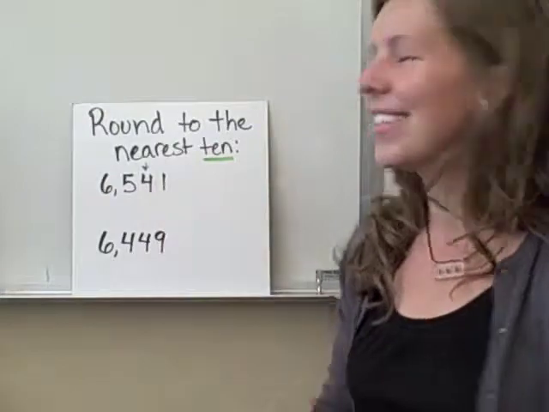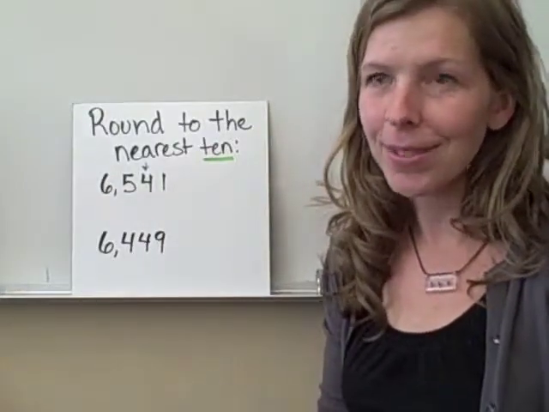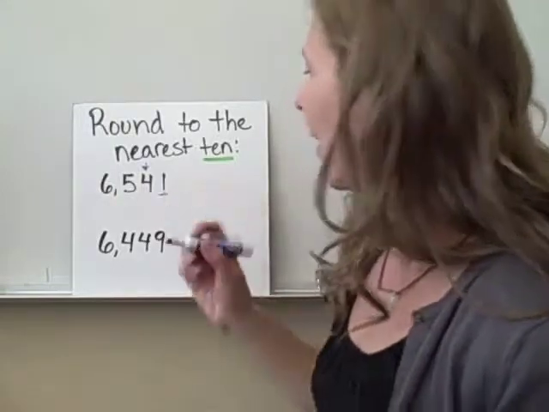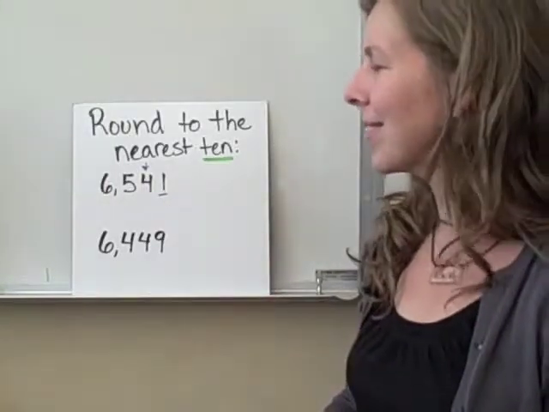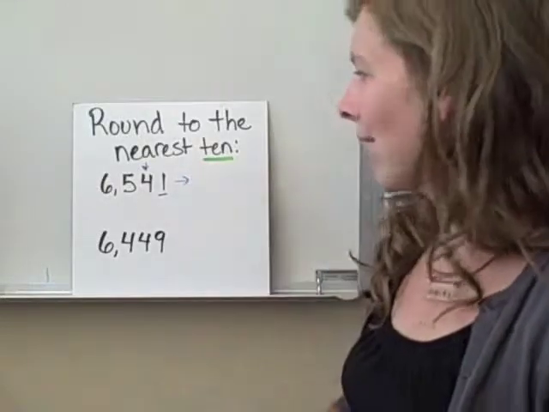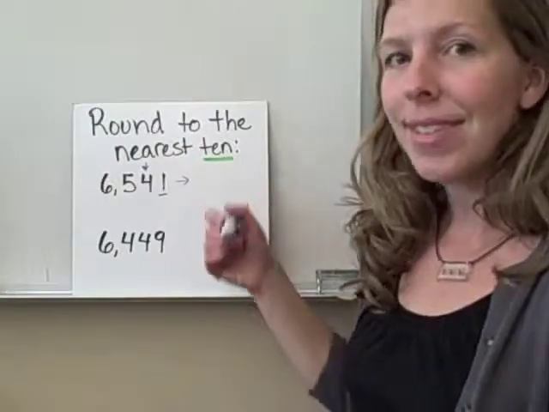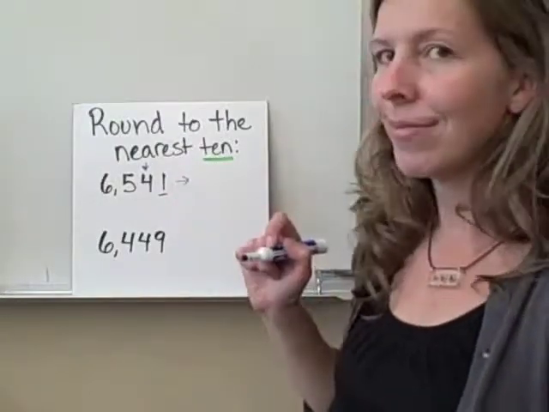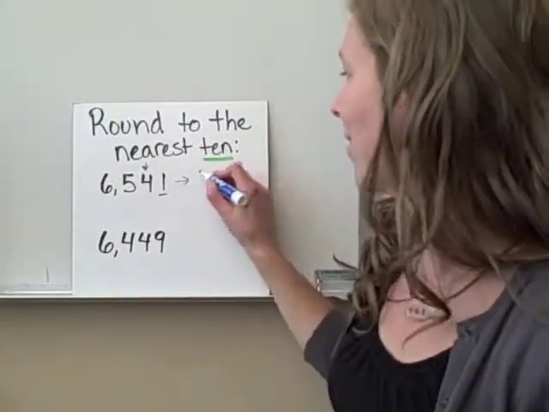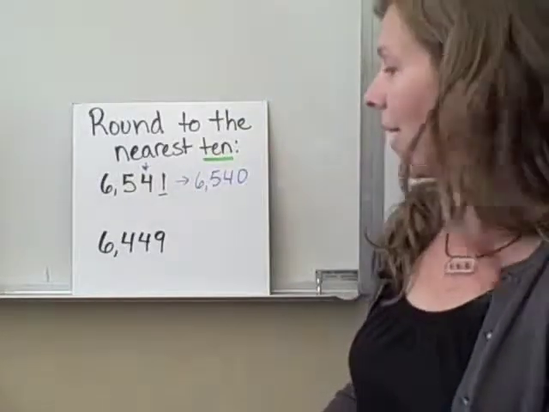we have to look to the digit to the right of the place value that we're rounding to. So that would be the ones place. Yeah, the ones place. And it happens to be a 1, so that's easy. When we round 6,541 to the nearest tens, it'll be rounded down because that's less than 5. 1 is less than 5, so 6,540 is what we'd write.